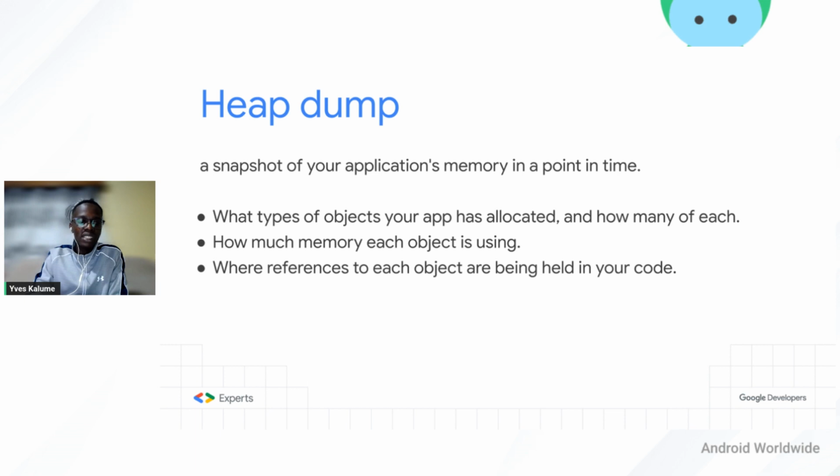So a heap dump is just a kind of screenshot of our memory, and it gets information about which objects are stored in our memory, which types are there, and how much data they are using. It also contains information about where the references to each object are being held in our code. And you should also know that a heap dump may freeze your application while it's happening.